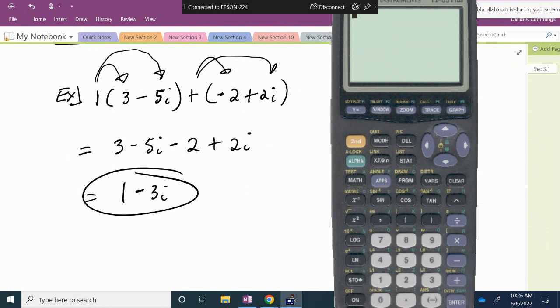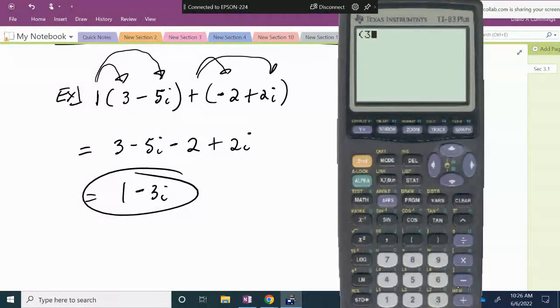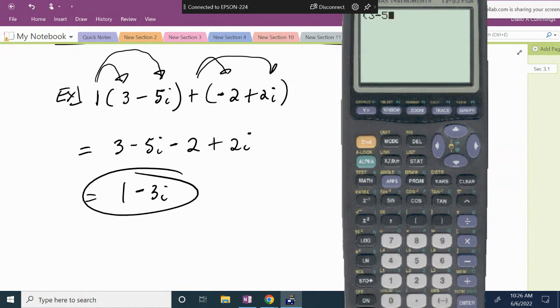So I'm basically going to enter it exactly as I said: a parenthesis, 3 minus 5i. And i is located above the decimal point on my calculator, and it's a yellow function. So I'm going to hit second and the decimal point. Okay, so that's how we can actually recall the i.